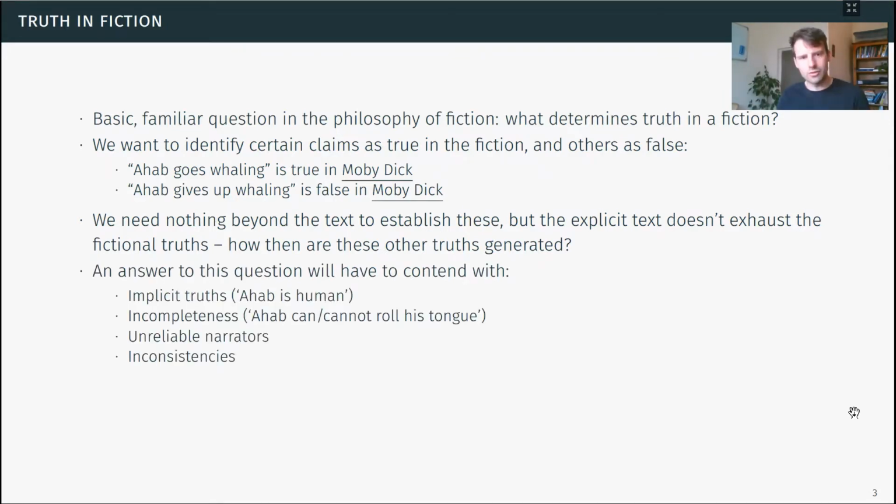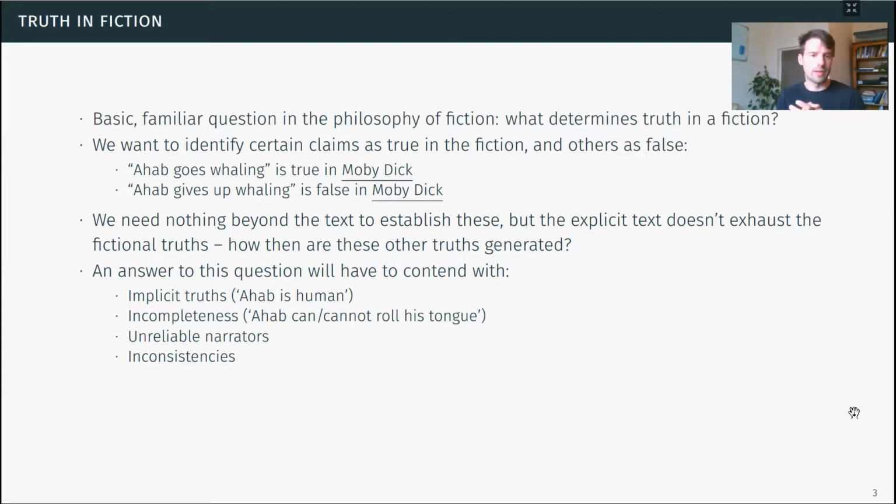Now, an answer to this kind of question is going to have to contend with a whole range of more complex cases. We have, for example, implicit truths, like the statement, Ahab is human. This seems to be true in the context of the fiction, but we are not told it directly, and arguably it's not entailed by the things that are described to us in the fiction. And there seem to be a number of other cases that are maybe more implicit. We also have incompleteness. There are certain things that fictions don't seem to pronounce on. For example, the statement Ahab can roll his tongue, and equally the statement Ahab cannot roll his tongue. These are not decided by the fiction. They are left undetermined, it seems.